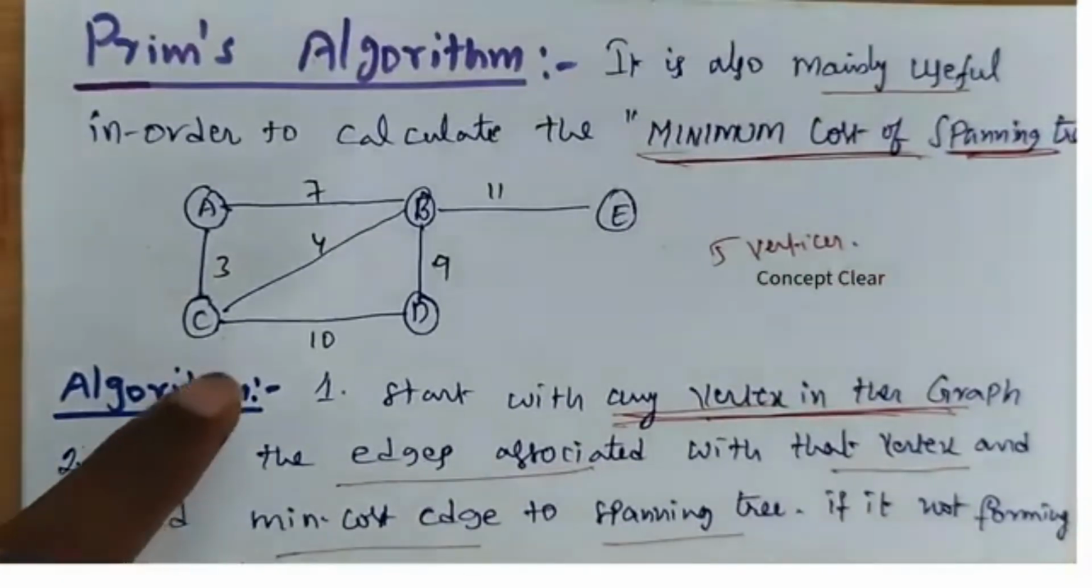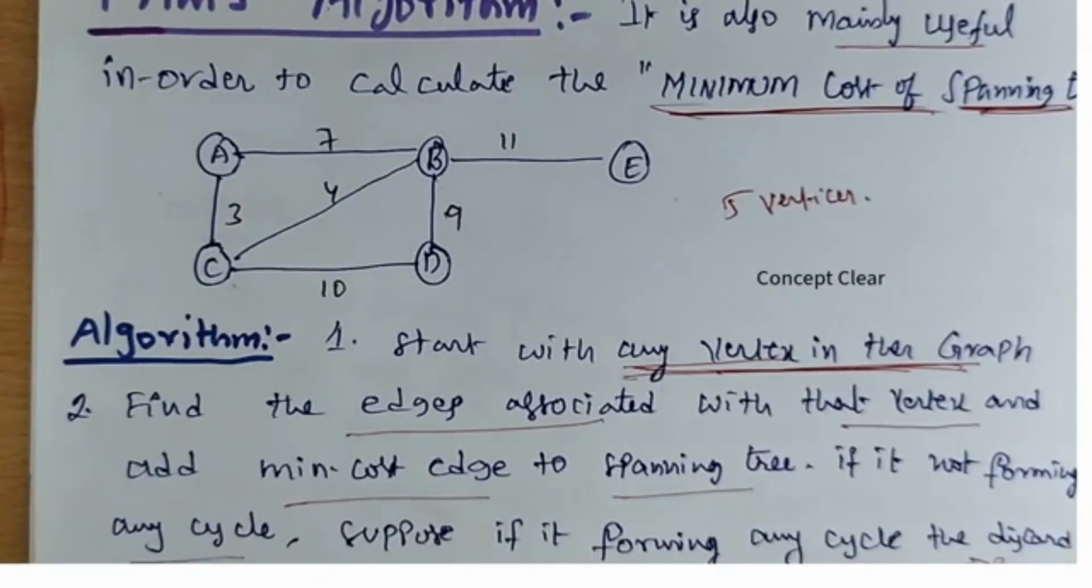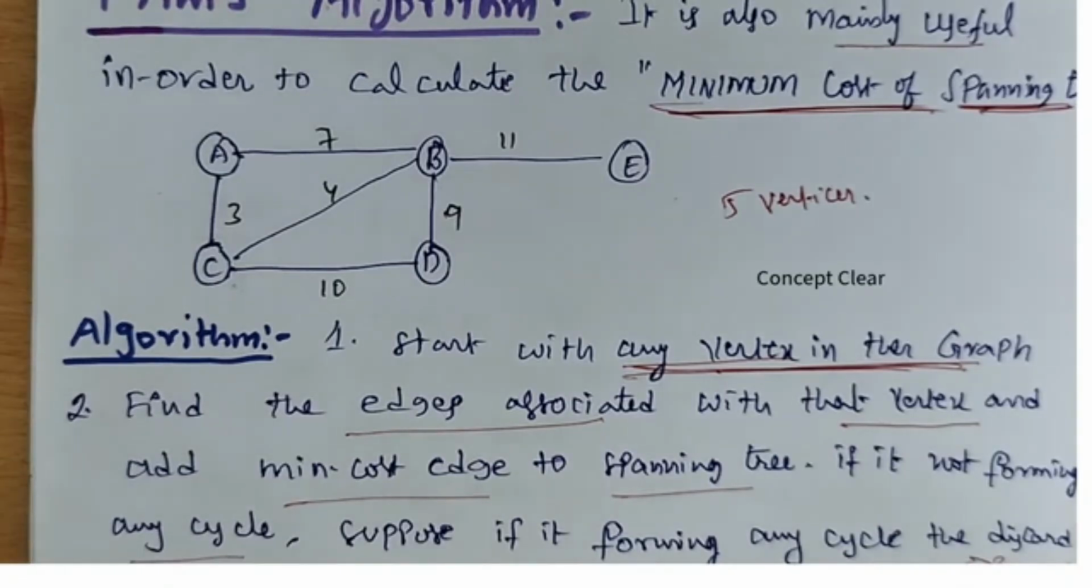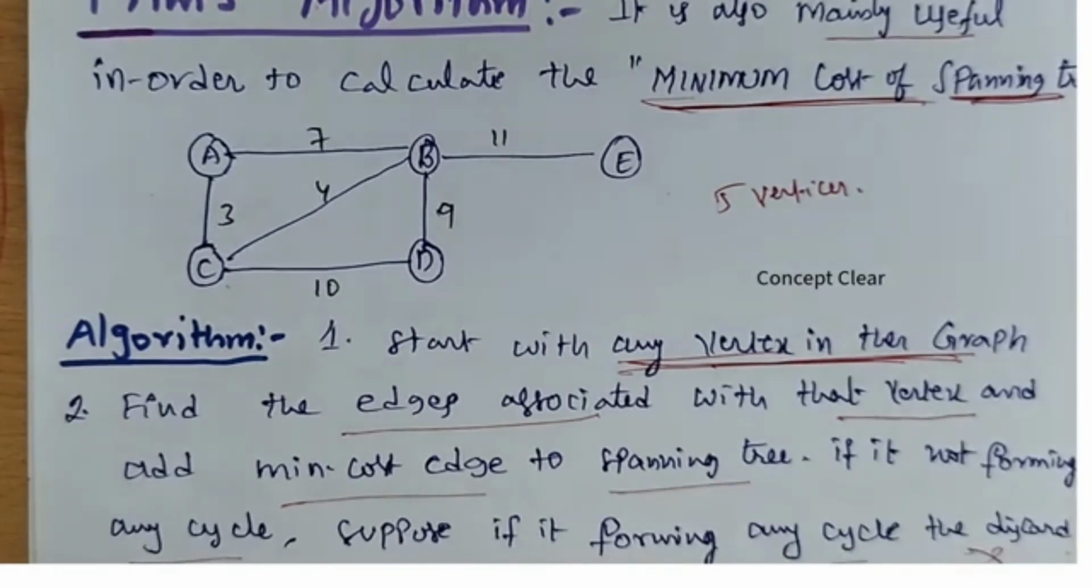Okay, this is the graph. For this graph we have to draw the spanning tree. Here I am selecting a vertex, vertex A. Here we have to check what edges vertex A contains. A contains A to B is 7.